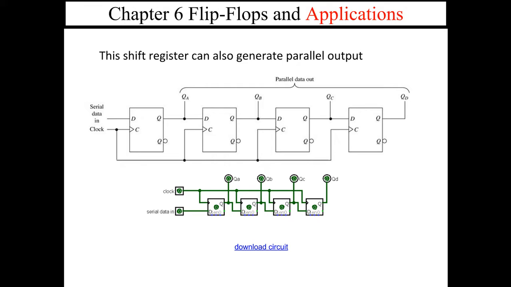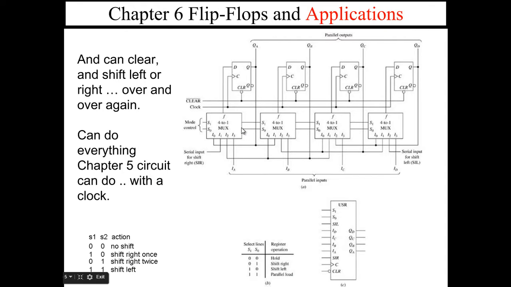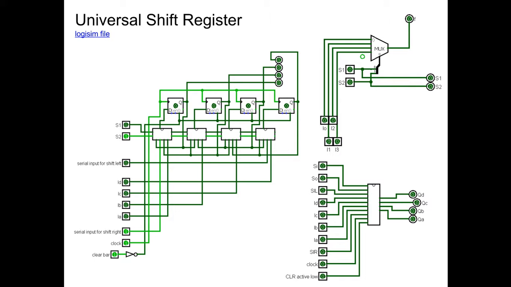Well, here we can see it doing parallel output. We just pull the contents of the flip-flops out. And here we can see it loading data in parallel, so that's parallel input. Now if you remember, the Chapter 5 circuit could shift right once, shift right twice, or shift left just once. Here, our circuit can shift right 3 times, 4 times, 5 times, 6 times. Left 1 time, 2 times, 3 times, 4 times, 5 times. And here's the final circuit and Logisim.